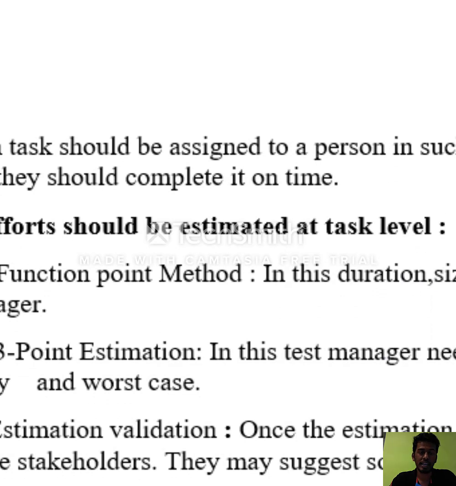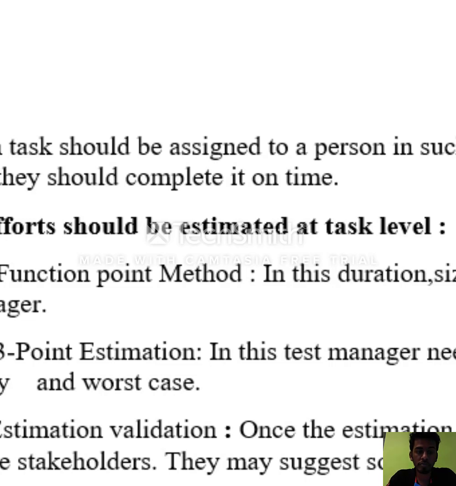Allocation of tasks. Each task should be assigned to a person in such a way that they are made responsible for it and they should complete it on time. I am going to conclude with effort estimation, which should be done at task level. In this, there are 3 methods: function point method, 3-point estimation, and estimation validation.